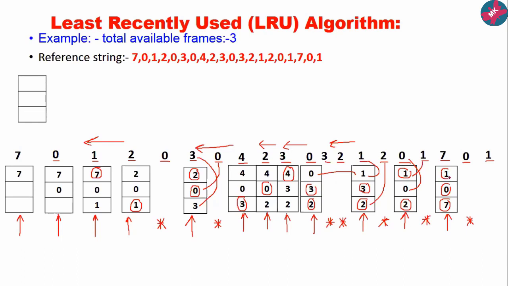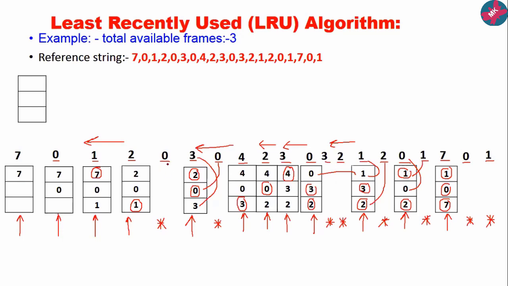So what this least recently used algorithm does is that it looks backward and whichever page was least recently used, that is replaced by the new page. And the logic it follows is that if you are recently using that page, then it will be required in the future. That is the assumption used in least recently used.